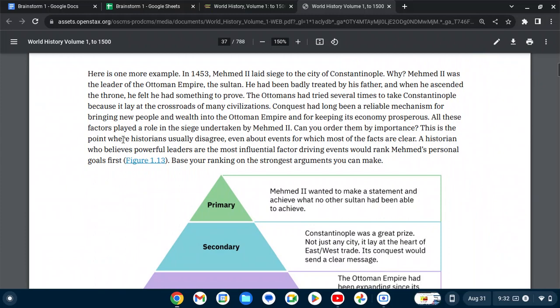Here's one more example. In 1453, Mehmed II laid siege to the city of Constantinople. Why? Mehmed was the leader of the Ottoman Empire, the Sultan. He had been badly treated by his father, and when he ascended to the throne, he felt he had something to prove.